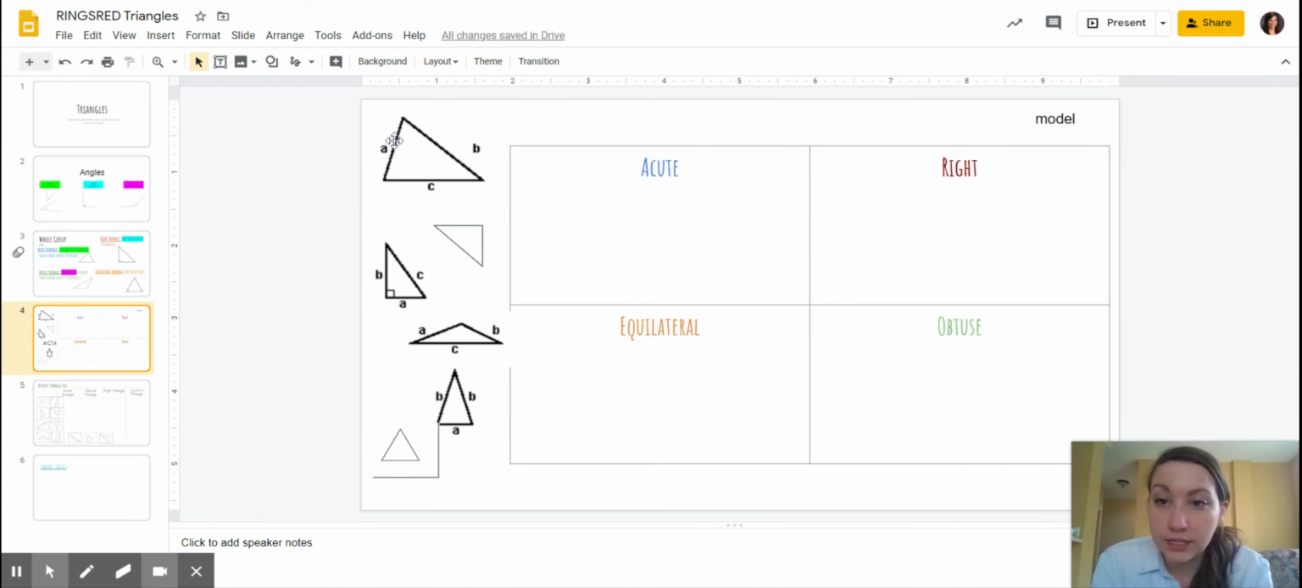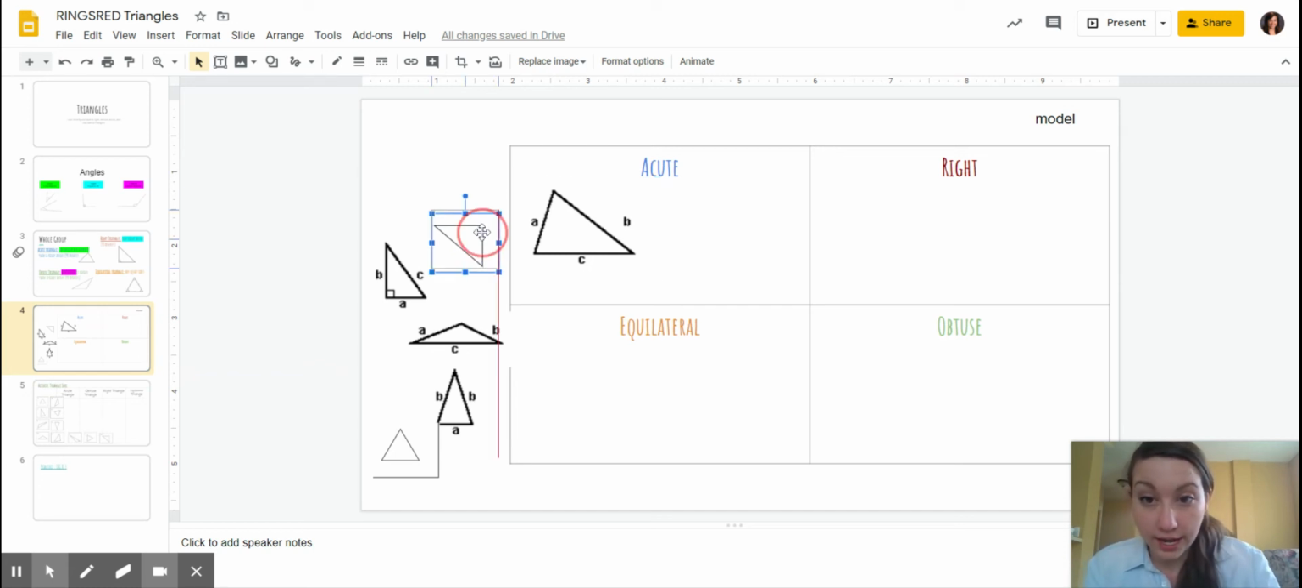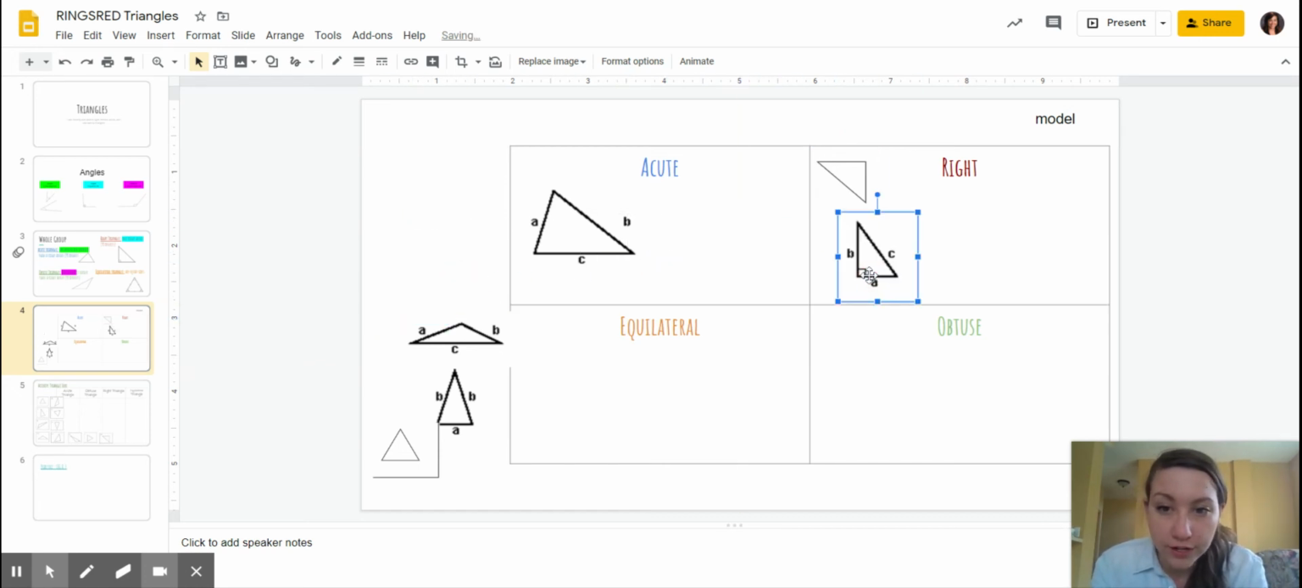So if I check out this triangle at the top, I need to decide if it's acute, right, equilateral, or obtuse. This angle, acute, acute, acute. It has 3 acute angles, so I'm going to move it to the acute spot. Let's see. Acute, acute. I believe this angle looks like a square angle, a right angle. So I'm going to move it to the right triangle spot. I spot this right angle right away. Move it all the way over.